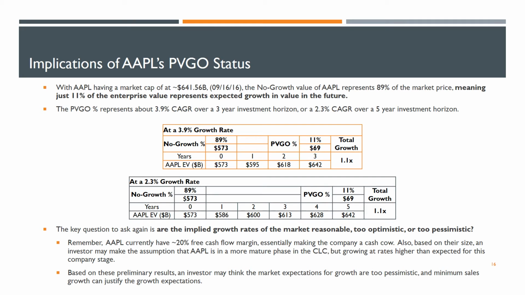You also got to consider the other side. Companies in more of a mature phase are just trying to find ways to continue the growth. iPhone sales aren't as hot, and then you got the worries over that. So that may be the pessimistic side of looking at things. But let's just say, based off these initial results, we think that the market expectations for growth are too pessimistic, and the minimal sales growth alone can justify the growth expectations.